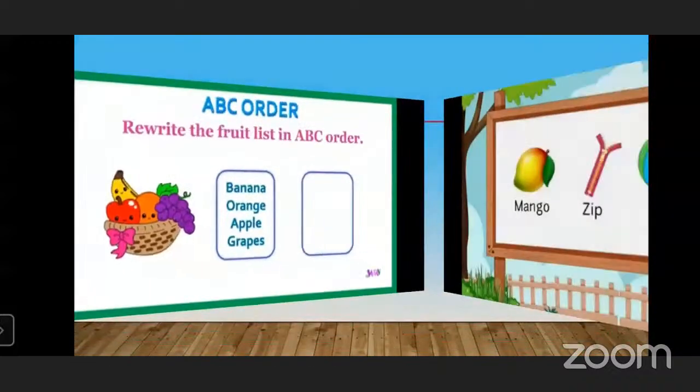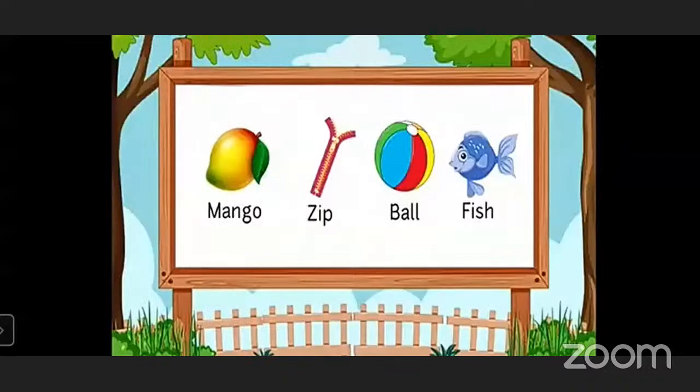Yes. Now next, here we have mango, zip, ball, fish. The first letters are M, Z, B, and F. Is it or not, children? So which will come first, children?